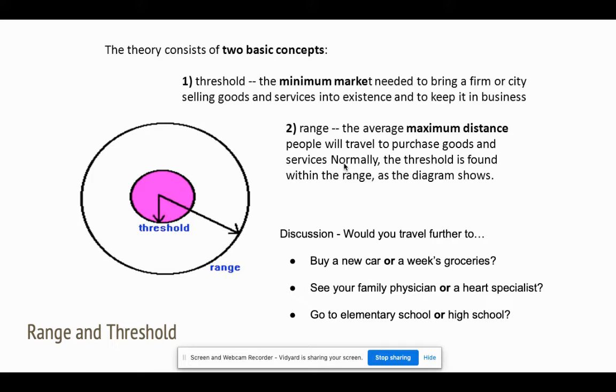Now, the threshold is also a very important concept with regards to where businesses are located. The threshold deals with the minimum number of people, or the minimum market, needed for a business to flourish. So a lot of times when we look at the center of markets, we find businesses that are located there for a specific purpose.